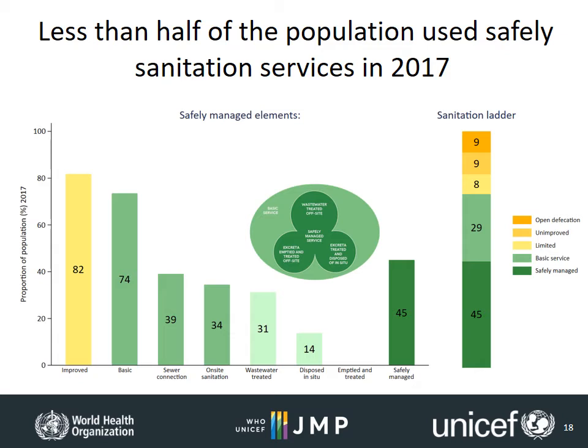31% used sewer connections from which wastewater was treated, and 14% used on-site facilities from which excreta were safely disposed of in situ. But there were insufficient data to estimate the global population using on-site facilities from which excreta were emptied and treated off-site. The 45% considered safely managed is simply the sum of the 31% with wastewater treated and the 14% safely disposed of in situ.